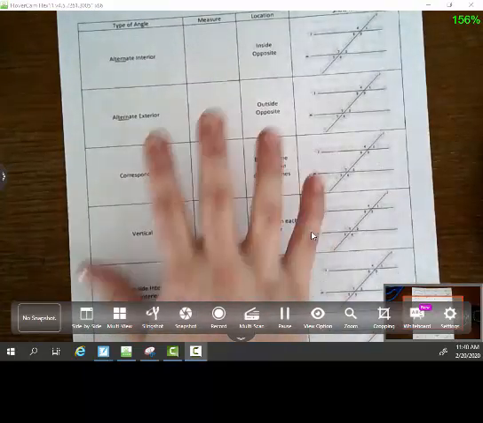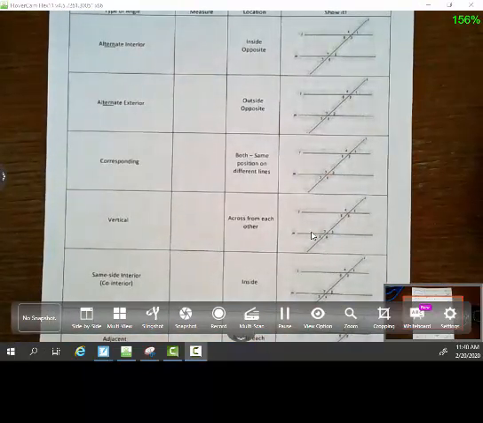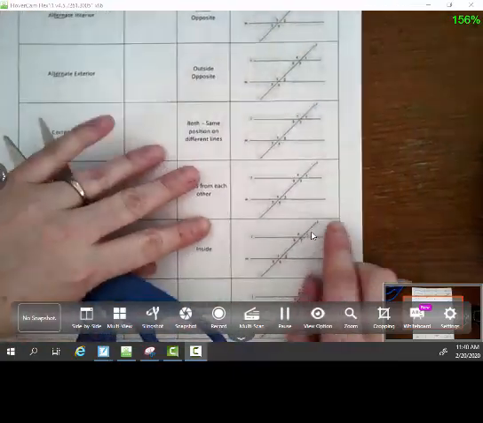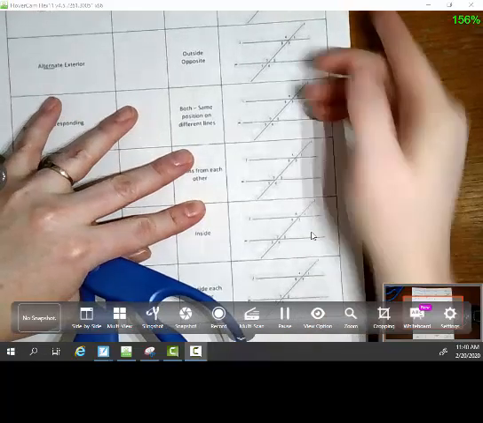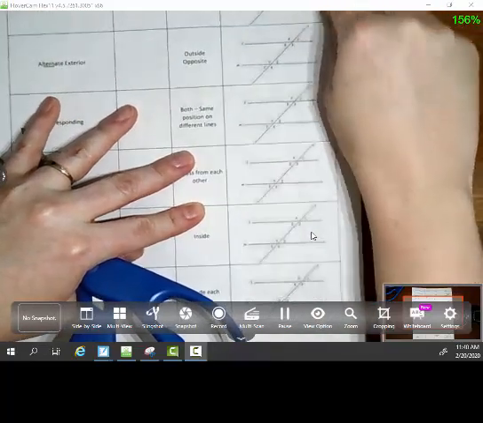First thing we need to do is trim this paper down so that it will actually fit when we glue it in. So you see how the paper's kind of gray and then it goes to white? Yeah. So you can trim right along that line.